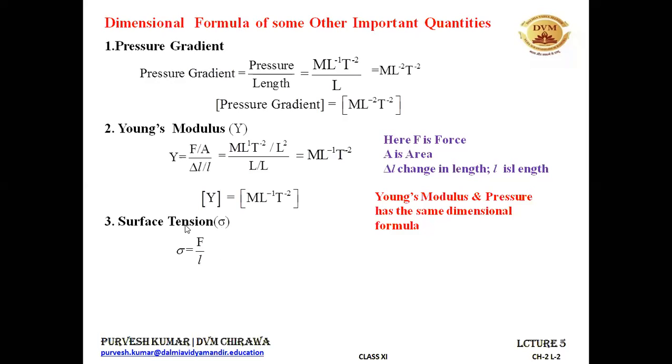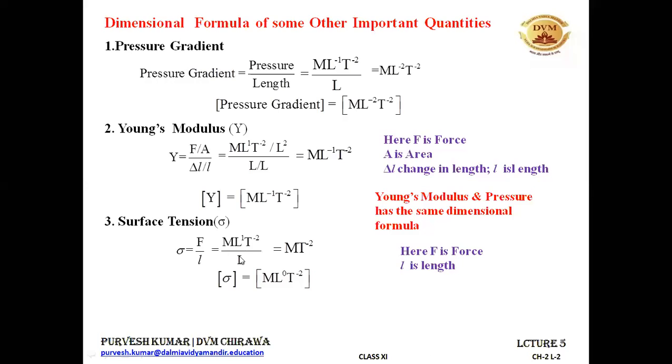Now we have to do for surface tension, that is sigma is equal to F upon L. Here F is force, L is length. Easily you can do it. ML T minus 2 upon L. This L gets cancelled out with this L. You are left with MT minus 2. So finally, the dimensional formula for surface tension is ML0 T minus 2, because this L gets cancelled out with this L.